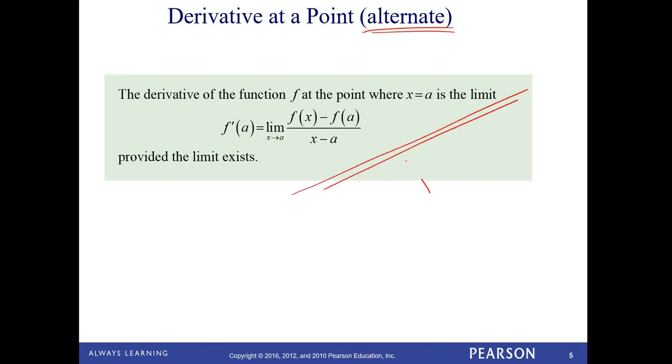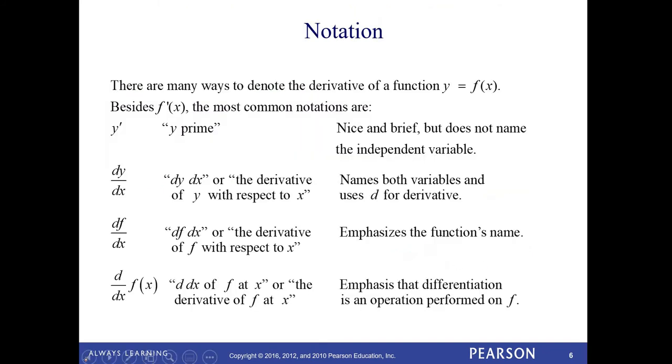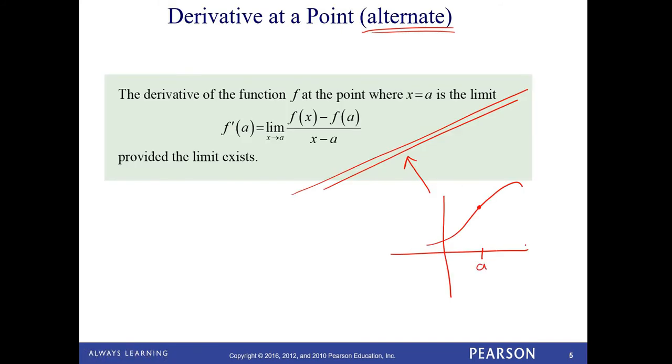Let me just say that for this one, the picture would look like this. We would have our function. This is where we want to find our value at a. And then we have some other random value x. And as x approaches a, they end up being on top of each other. And that, again, is our instantaneous rate of change.